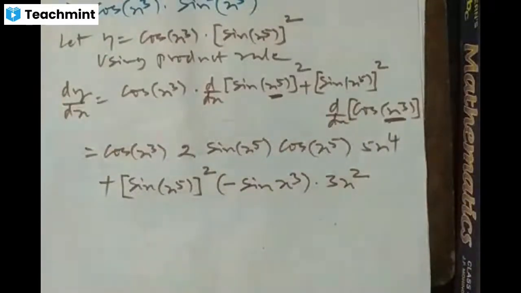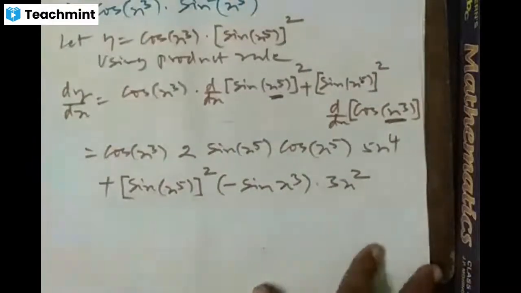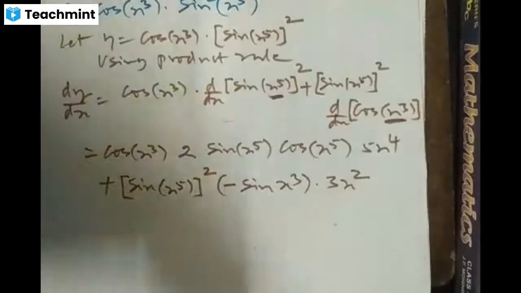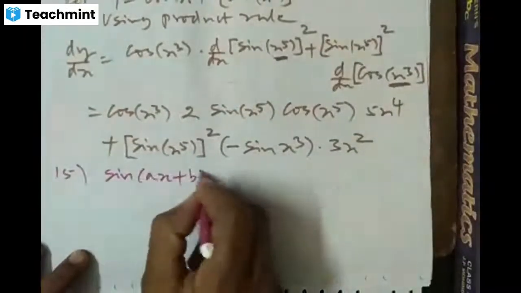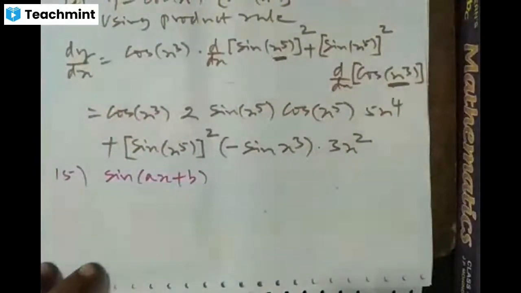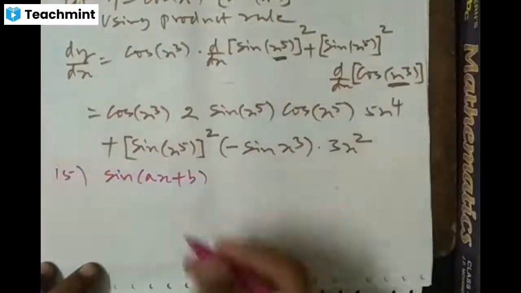Okay, so I'll give you some homework problems. You try to solve all these problems. Next, homework problems. Copy down all the homework problems. 15th one. The given function is sine of ax plus b. Here a, b are constants.